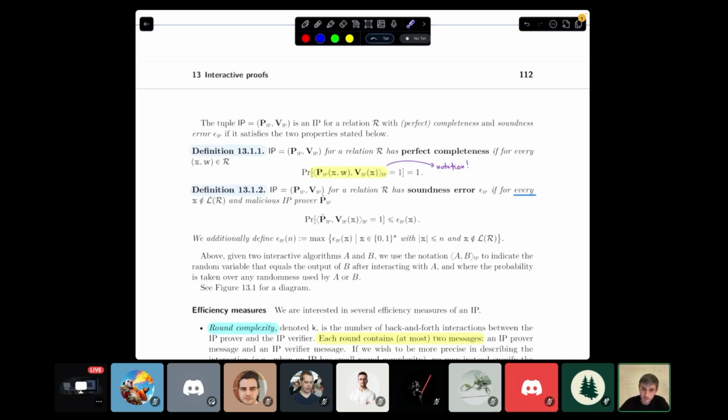Any questions about the definition of completeness and soundness? Okay, so I assume many of you have seen it. Giacomo and Christian also mentioned this, but it's important to mention. The most important thing in terms of what's new for IPs is this notation: we have some interaction, and we get some bit after this interaction.